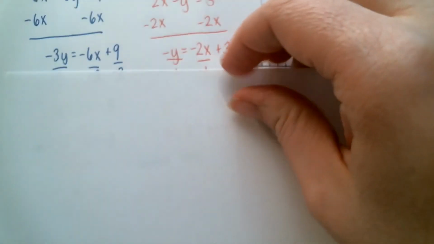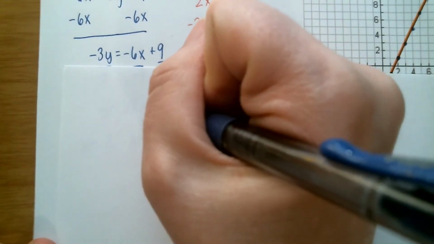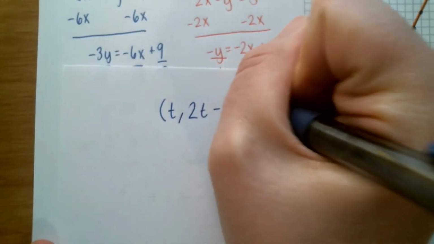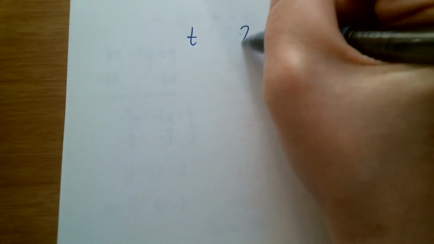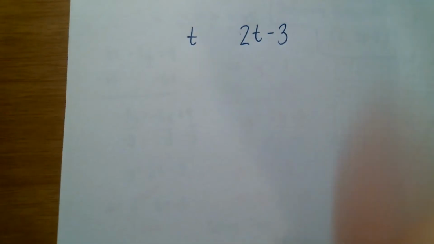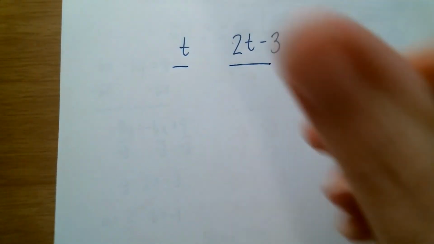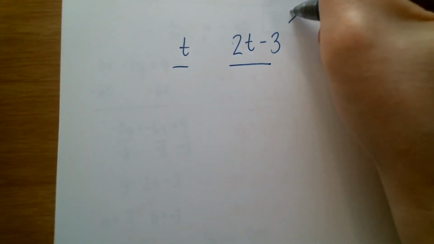So here's your parameterization, okay? You've got t, 2t minus 3. So pick a t value. You're in charge of t, okay? And then once you get that t value, you're going to plug it in to get the 2t minus 3, to get the y value, okay? And I'll even put that. This is the y coordinate. This is the x coordinate, okay?